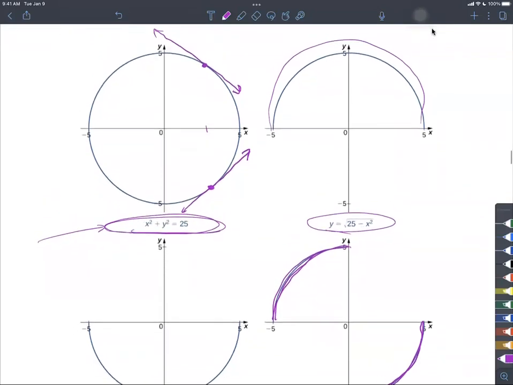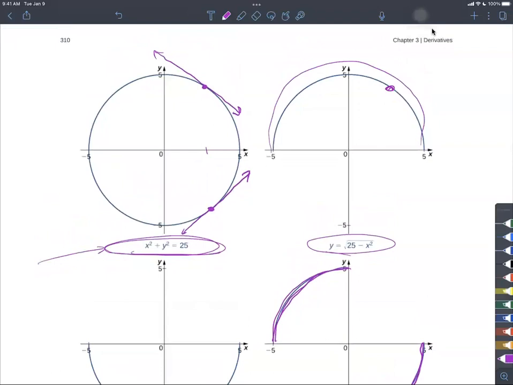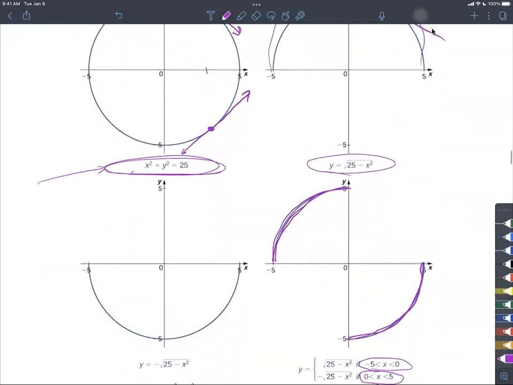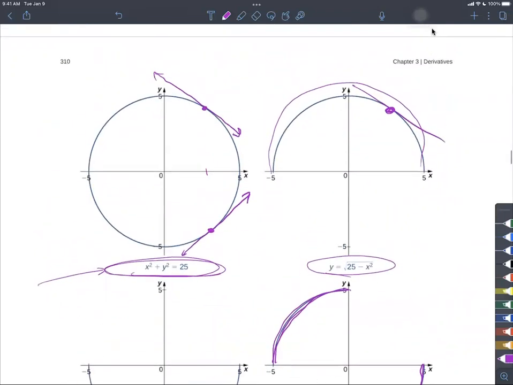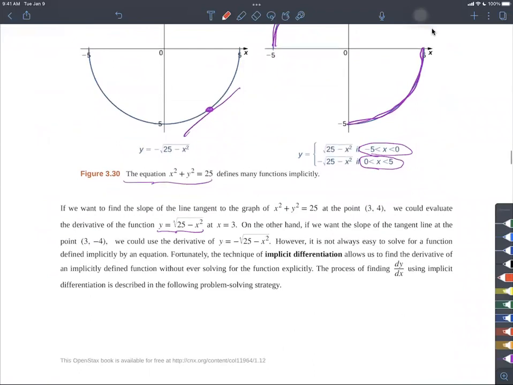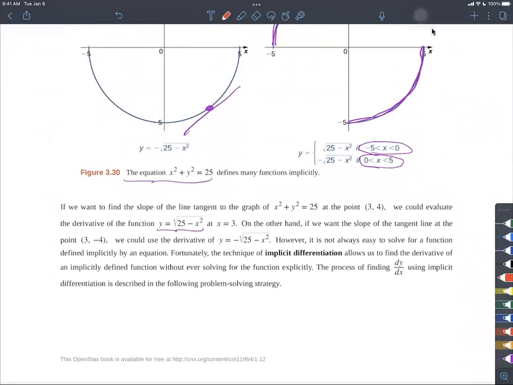Well, if you look at the equation of a function, you either have the top point or you have the bottom point. But you can't really have both from one equation of a function, because this is not a function, right? They both have the same x coordinate. So it says, on the other hand, if we want the slope of the tangent line at 3, -4, we could use the derivative of a different equation, the one with the negative in front of it. That's the lower half circle.